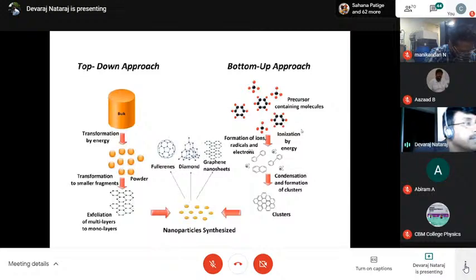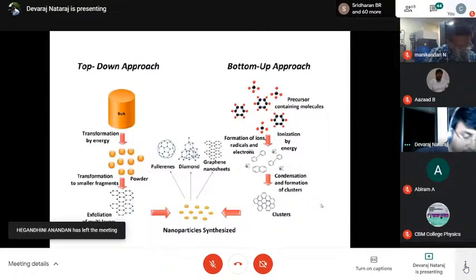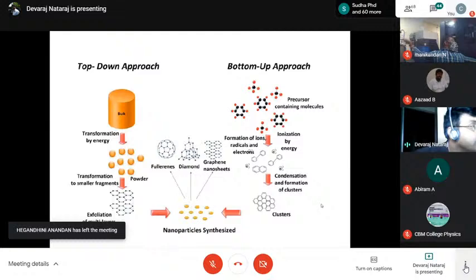Alternatively, you can allow the molecules to interact among themselves and control the growth, and therefore you can get nanoparticles, including quantum nanoparticles. You can also get graphene quantum dots by the bottom-up approach. Depending upon the preparation method, one can use these quantum nanoparticles in different applications.